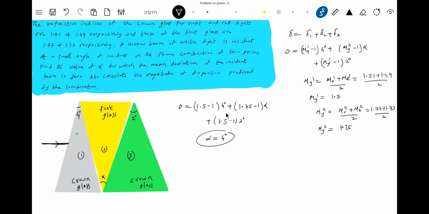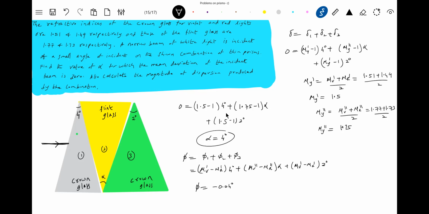He's asking next the dispersion. How do you take the dispersion? Dispersion produced by the first prism, second prism, third prism. First prism will be (mu_V' minus mu_R') into 4 degrees. Second prism will be (mu_V'' minus mu_R'') into alpha. Solving this will end up as minus 0.04 degree.